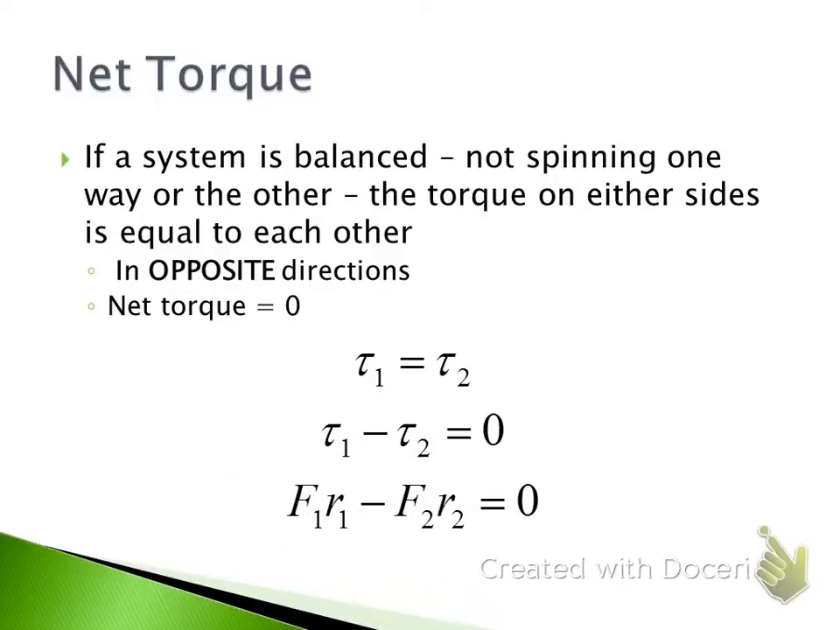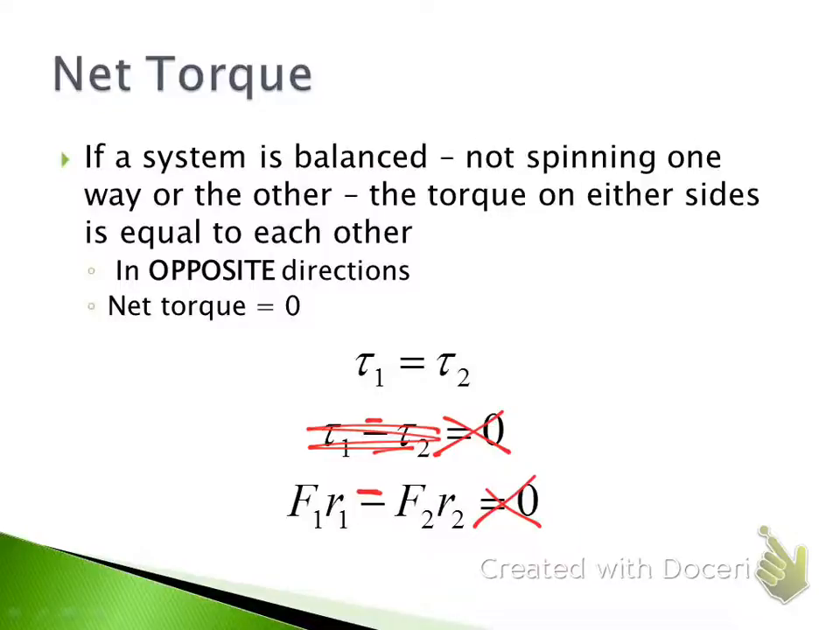So this gives us an equation here for net torque. T1 equals T2. And I actually want you to rearrange this. I don't like how I wrote this out the first time. You don't have to put that one in there. So torque of one object equals torque of the second. That's what happens when a system is in balance, when it's not spinning one way or the other.